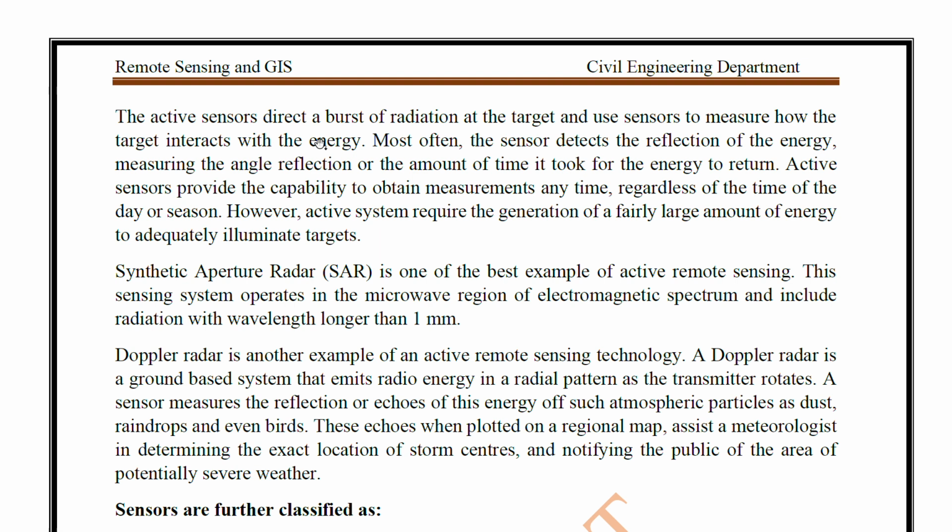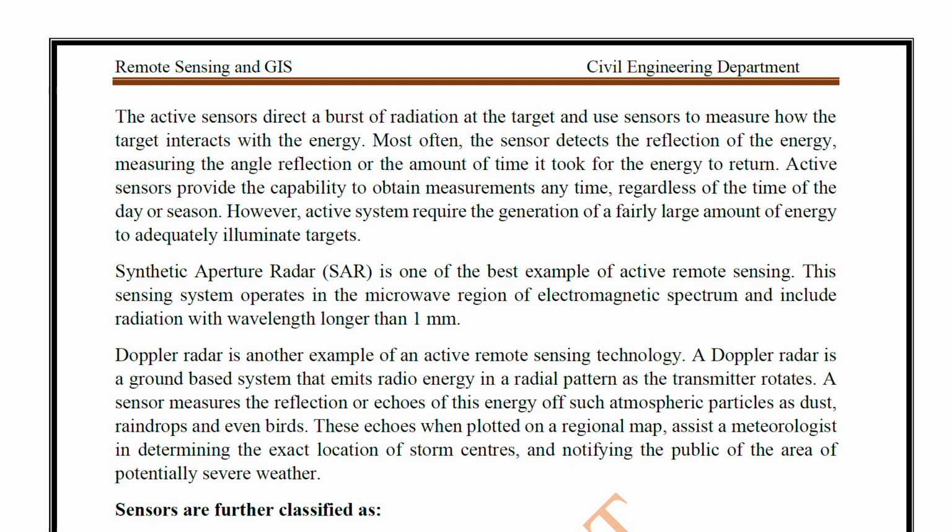The active sensor directs a burst of radiation at the target and uses sensors to measure how the target interacts with the energy. Most often, the sensor detects the reflections of the energy, measuring the angles, reflections, or the amount of time it took for the energy to return. Active sensors provide the capability to obtain measurements anytime, regardless of the time of day or season. However, active systems require the generation of a fairly large amount of energy to adequately illuminate targets.